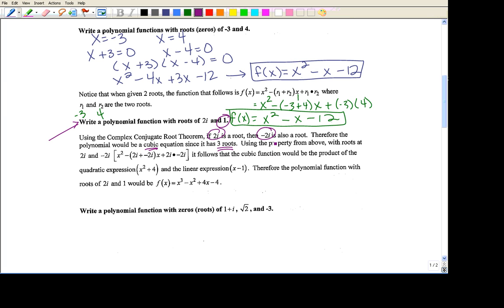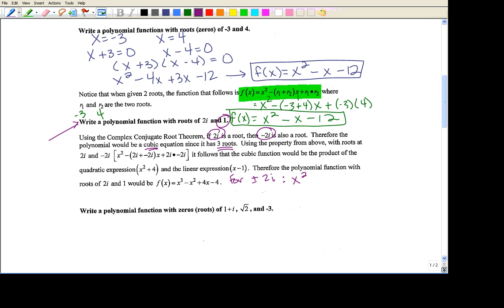So we can use this property up here that we looked at. Highlight it so it's easy to see. Okay. And we are going to write the polynomial function for this example with positive and negative 2i and 1. So first of all, we are going to work with the 2i and the -2i. So for those roots, let's just do one part at a time. So let's use the formula for just the plus and minus 2i.